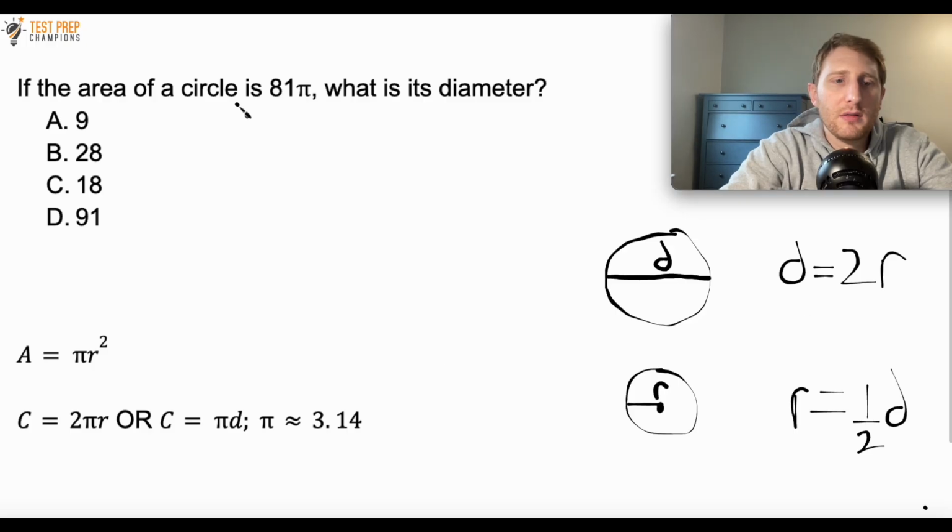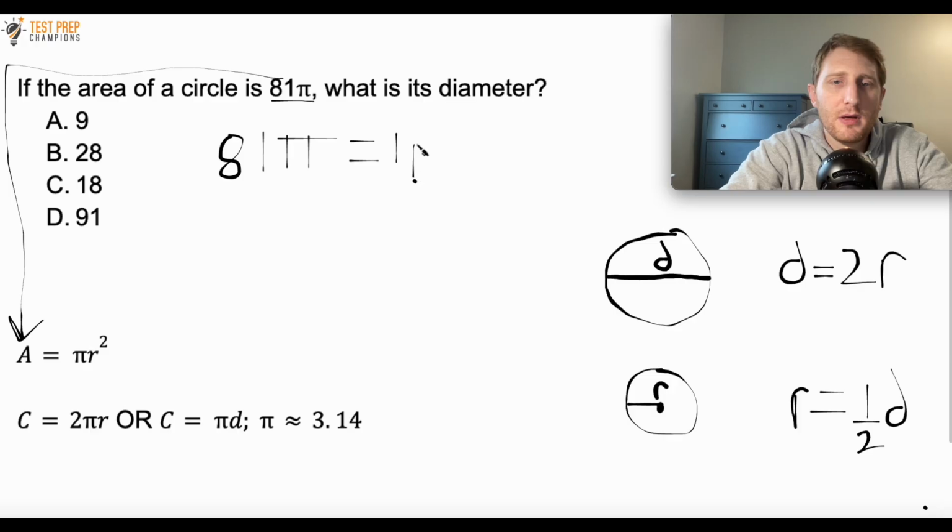So anyway, let's talk now about how to do the calculation. We know that the area of the circle is 81 pi. So I'm going to come down to the formula for the area of a circle, A equals pi r squared, and I'm going to plug 81 pi in here for the area. So I have 81 pi equals pi r squared.